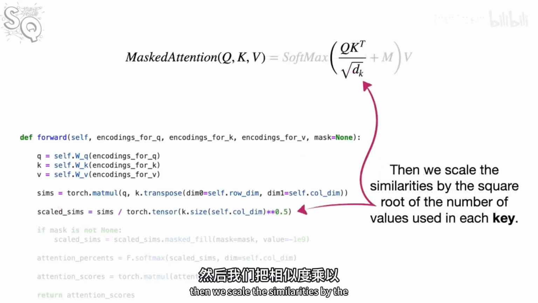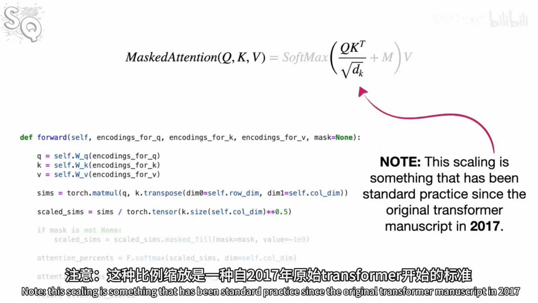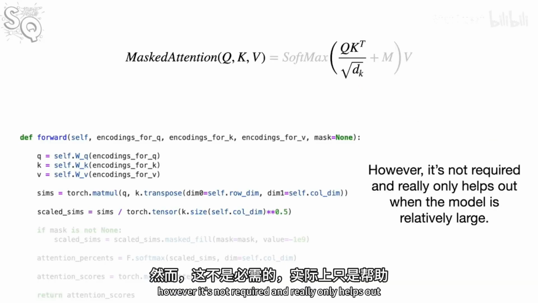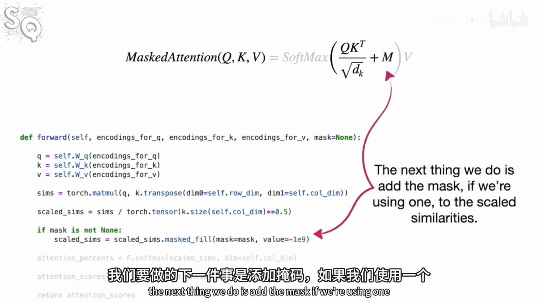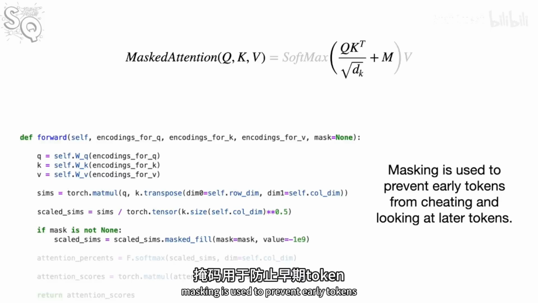Then we scale the similarities by the square root of the number of values used in each key. Note, this scaling is something that has been standard practice since the original Transformer manuscript in 2017. However, it's not required and really only helps out when the model is relatively large. The next thing we do is add the mask, if we're using one, to the scaled similarities. Masking is used to prevent early tokens from cheating and looking ahead at later tokens.